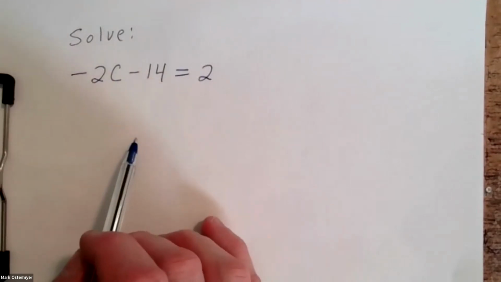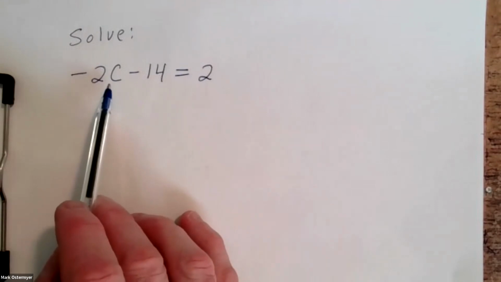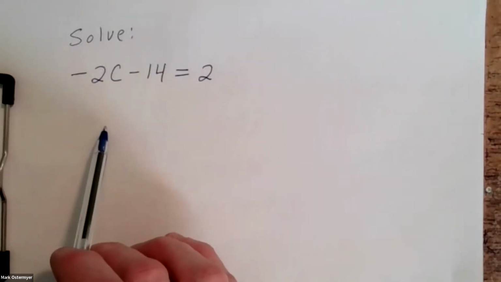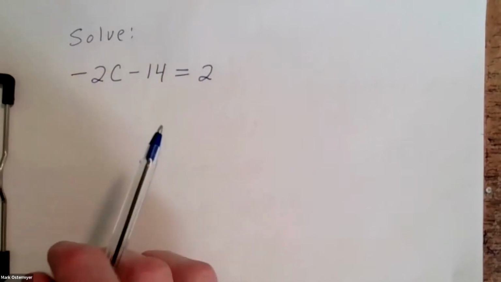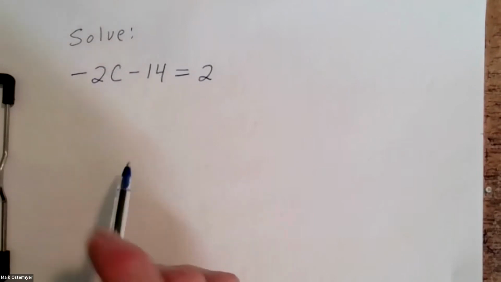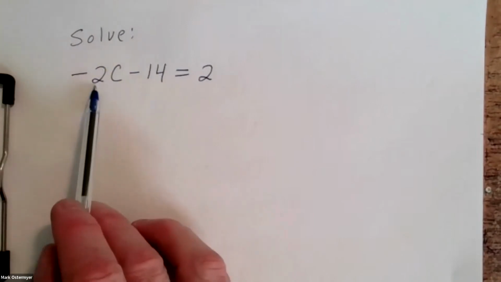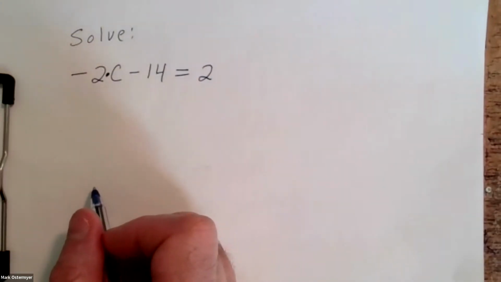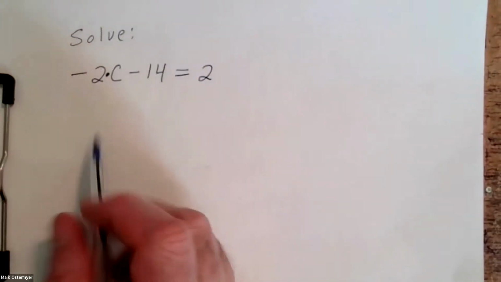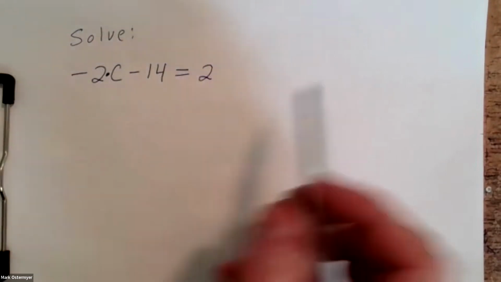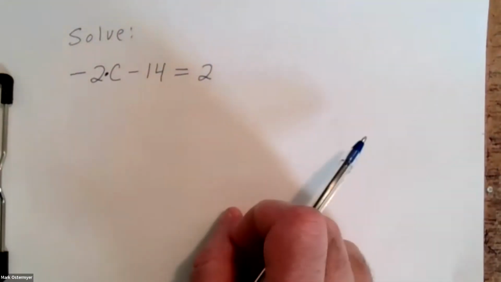In order to solve this equation for the variable c, I need to get this variable c all by itself on the left side of my equation. So how do we do that? Well, we're going to have to get rid of the 14 and also the -2. So which do we do first? The order of operations says we do multiplication before subtraction. However, when we're solving equations, we turn the order of operations upside down.